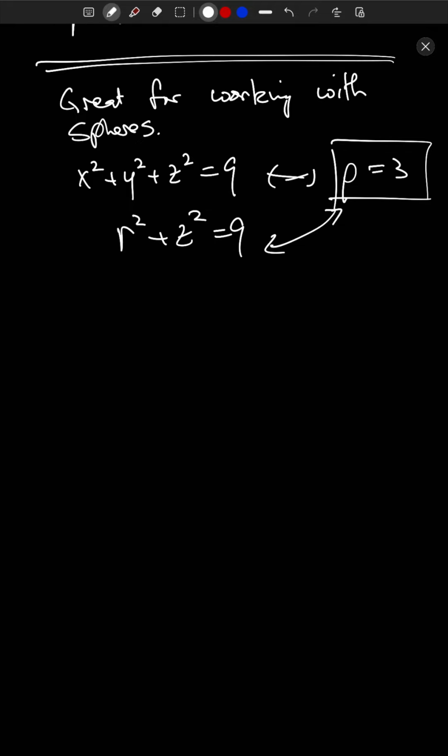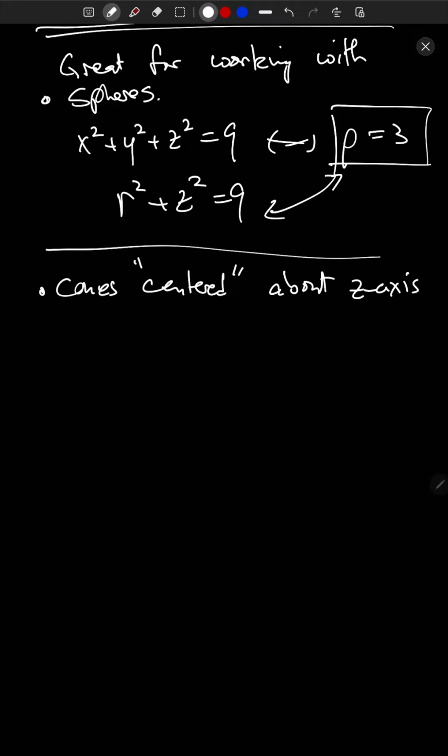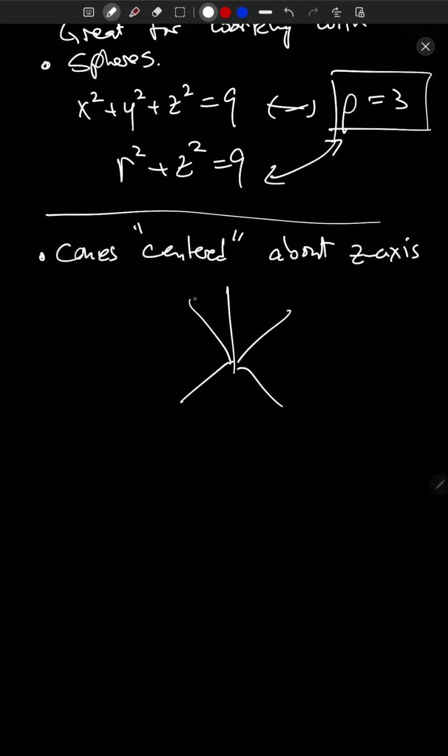Okay, so that's kind of obvious, but maybe less obvious is they're great for spheres, great for cones centered about the z-axis. So what I mean is a picture like this, a cone like that. Just as polar coordinates were good with these things. Remember, it was just z equals a constant times r, the constant telling you how fat the cone is.